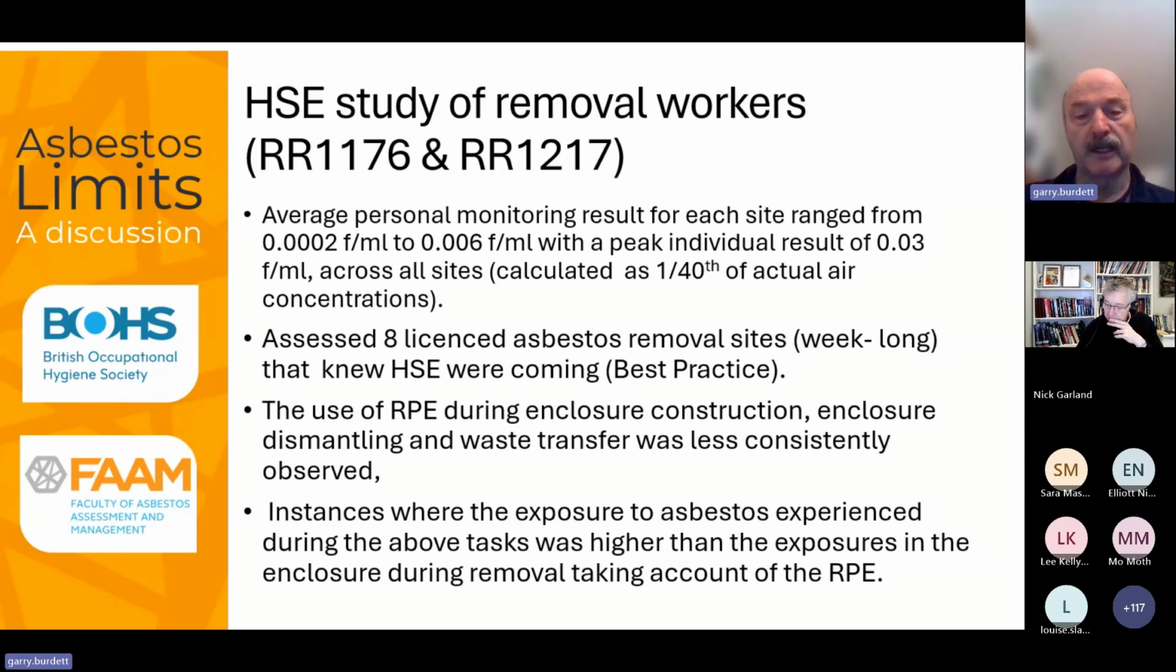Yet, when they looked at the use of RPE outside the actual stripping enclosure, when you were dismantling, building it, and waste transfer, RPE was much less consistently used. And in fact, they found that when you were doing those tasks, construction and letting down, the workers got higher exposures than when they were stripping, once you took account of the type of RPE they were using. Another important lesson.